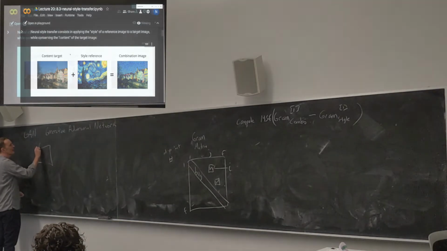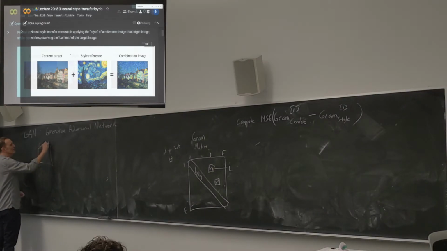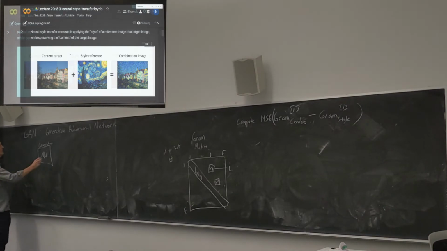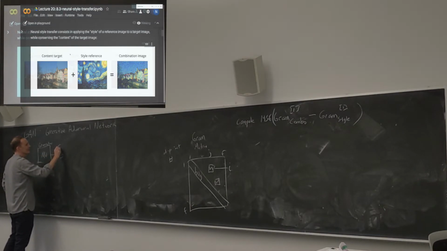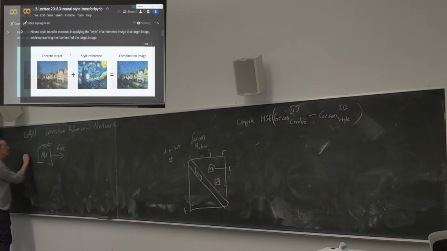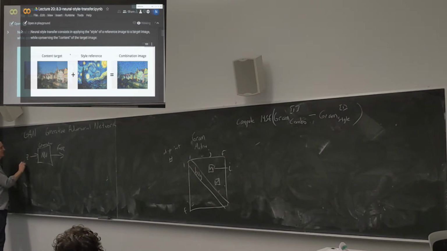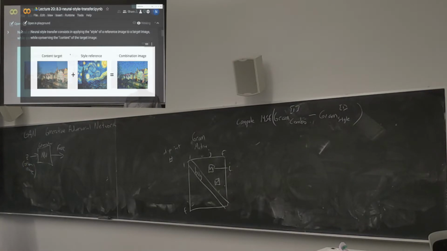All right, so we've got a generator. It's a neural network, and it's producing fakes. It has an input. This input is often noise. We'll come back to that in a little bit. So you put in some noise and it gives you a fake ID. Okay?